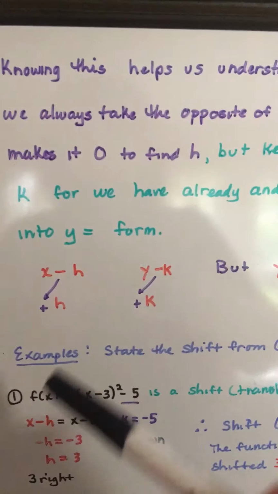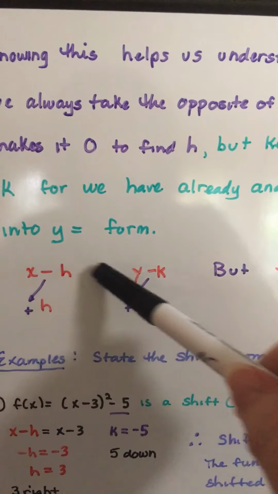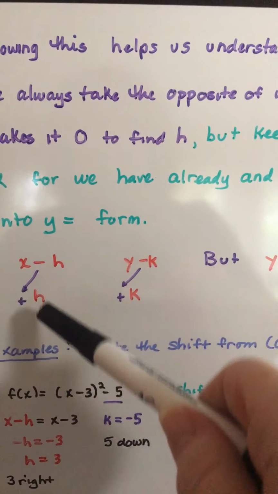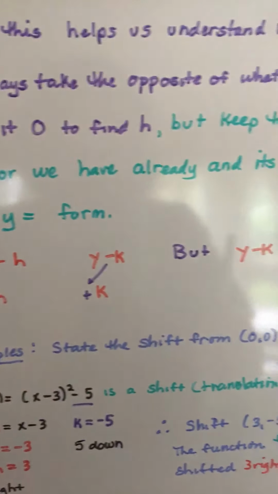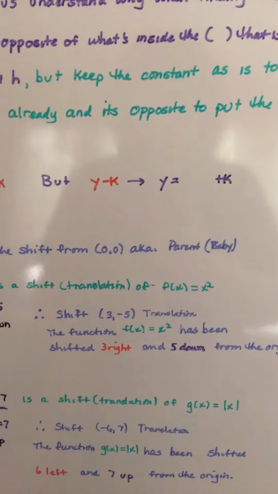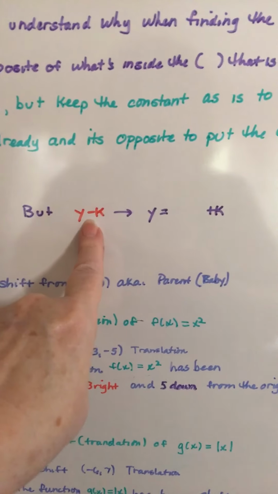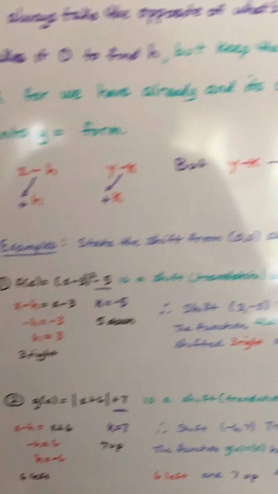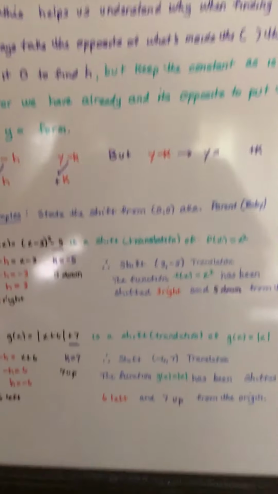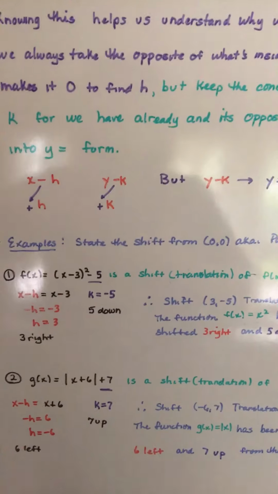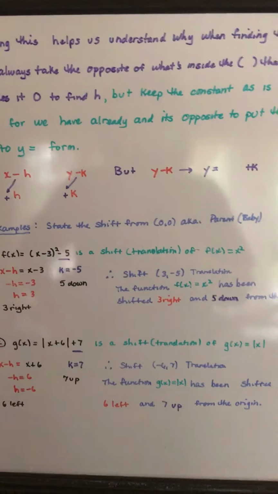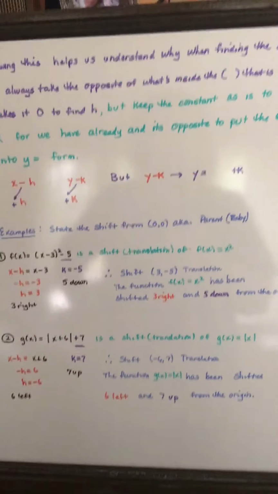And as a reminder, this is x minus h. Notice what makes it 0 is a positive h, a positive k. But remember, with the k's, we've already taken the minus k and added it to the other side. So this is why the rule is as it is. So there are some examples now where I'm going to shift from (0, 0), aka the parent baby.